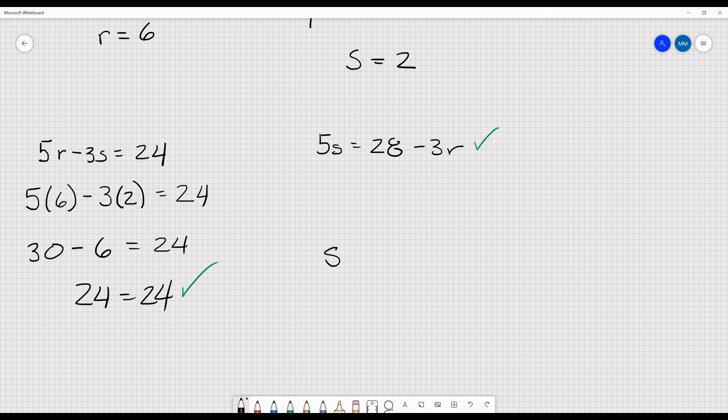So I can write that my solution is r equals 6 and s equals 2. If you want to write that as an ordered pair, r comes before s in the alphabet, so I will write it as (6, 2).